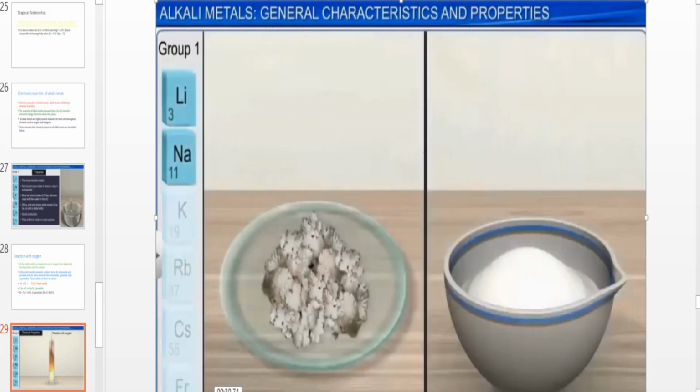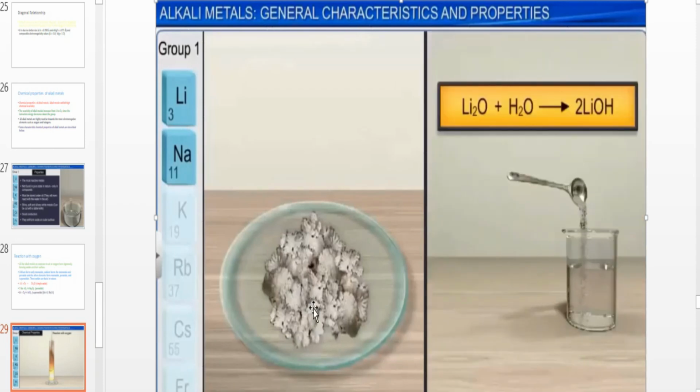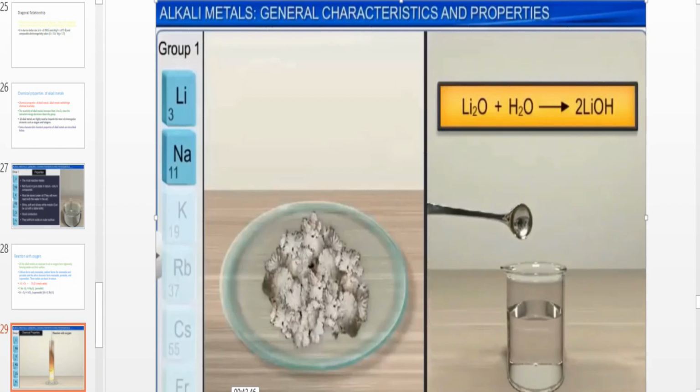Okay, look at this. This is lithium salt. This is sodium salt. Okay, lithium and sodium salt. When lithium oxide is dissolved in water, it gives lithium hydroxide.